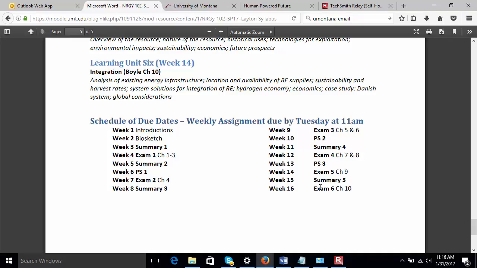So everything is very similar to Energy 101, where you've got 5 summaries, 3 problem sets, and 6 exams. And I'll have a final, but the final I found is more just a sort of fun challenge. It very rarely increases the overall grade because it is quite challenging, but there's a bonus final as well. So that's the course.